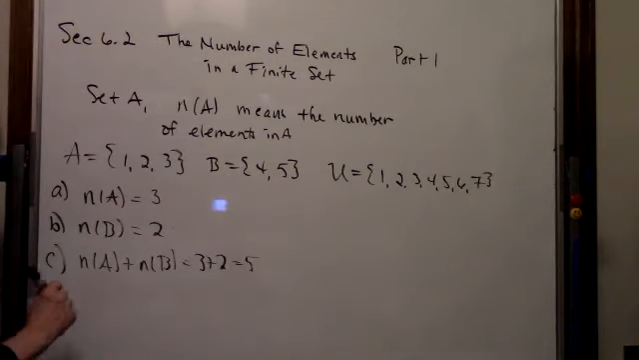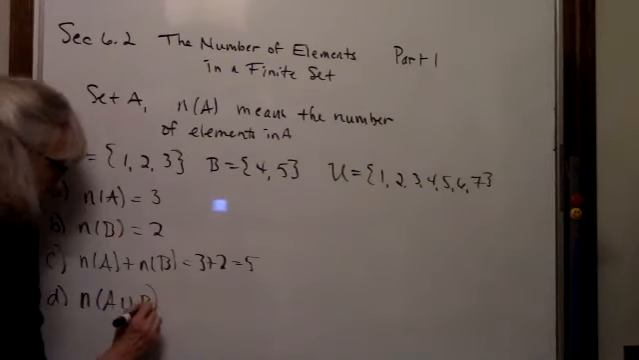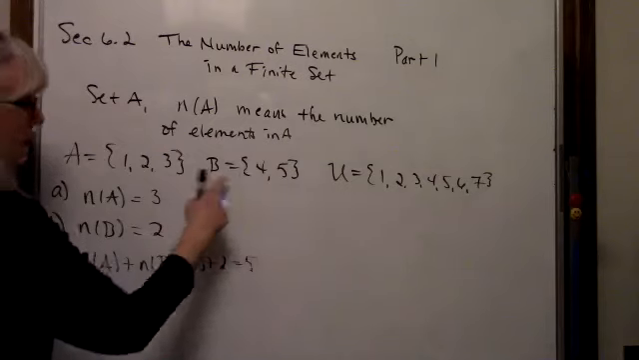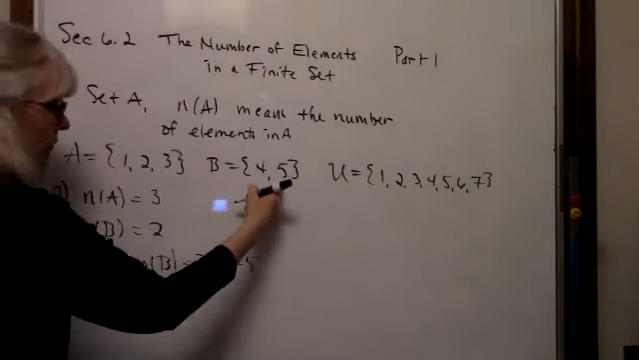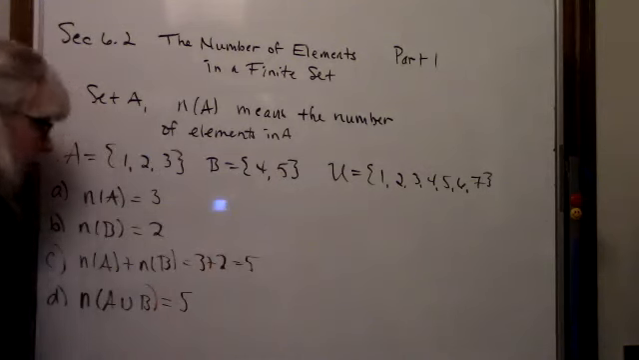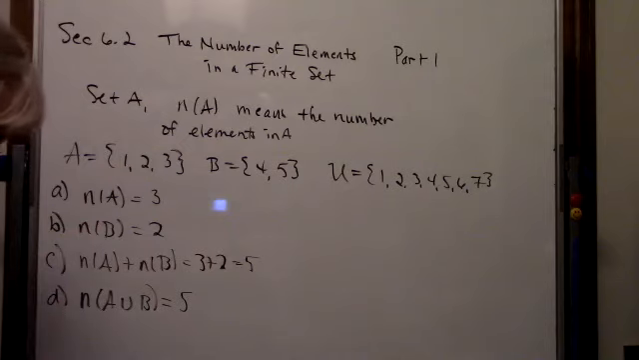Part D is reiterating that. It's asking for the number of elements in A union B. A union B is everything in both A and B. So we would have a 1, a 2, a 3, a 4, and a 5. Altogether, that would be 5 elements. We're going to notice these 2 answers are the same. That comes back in a minute as a theorem.